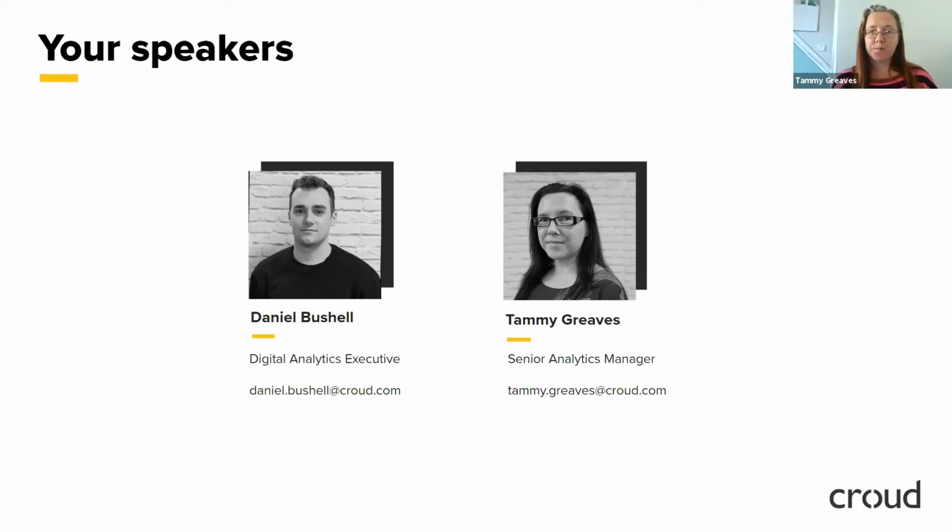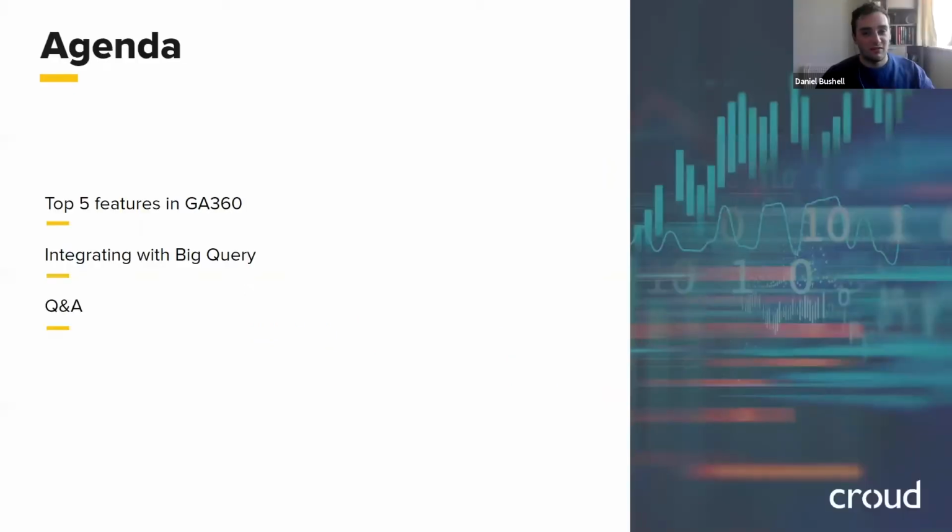Okay, so our agenda for today is we're going to go through our top 5 features in GA360 and the 5 things that we think really set it apart. And as part of that, we're going to look at how you can integrate it with BigQuery and the options that that gives you as well. And then we've got a bit of time at the end to answer a few questions if anyone has any.